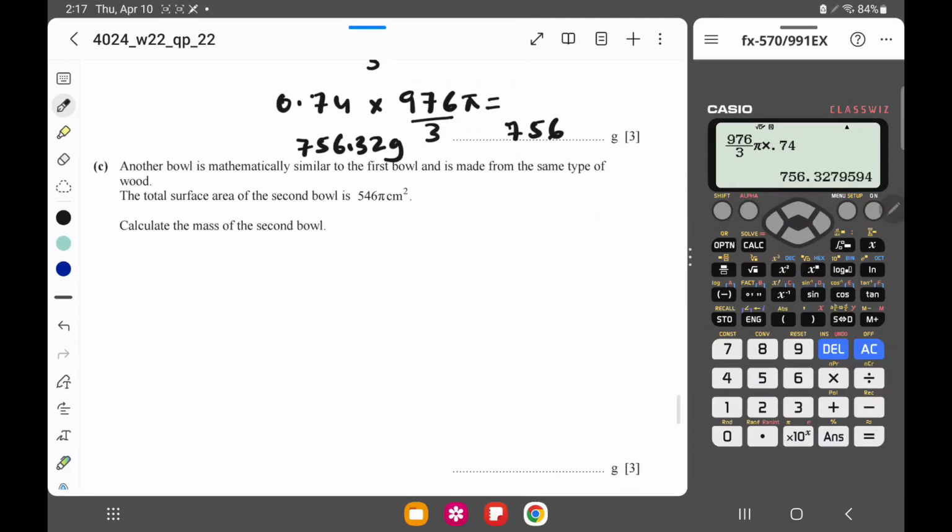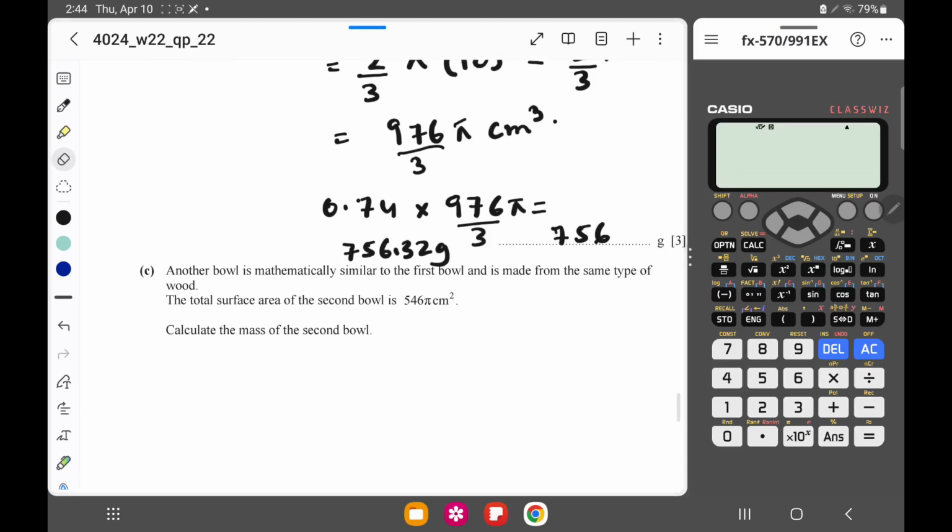Okay, part C also. Another bowl is mathematically similar. Remember, if it is volume, then V1 upon V2 is equal to L1 upon L2 whole cube, and A1 upon A2 is equal to L1 upon L2 whole square. Let's see what they're talking about. Another bowl is mathematically similar to the first bowl and is made from the same type of wood. The total surface area of the second bowl is 564 pi square centimeters. Calculate the mass of the second bowl.